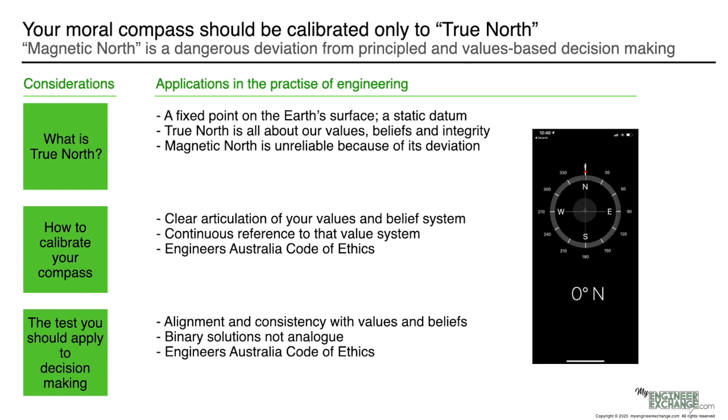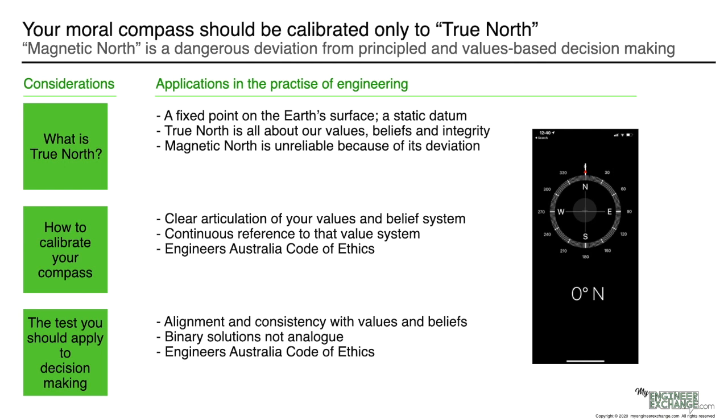It's a fixed point. Magnetic north, as I said, is unreliable because of its deviation. That compass that you've got, that moral compass, the one that's internal, needs to be calibrated. And the best way of doing that is to be clear about your values and belief system. And what I'd encourage you to do is to sit down and articulate those, write them down, and be able to reference them as you go, so that you can continually test your ethical dilemmas against that internal value-based system.